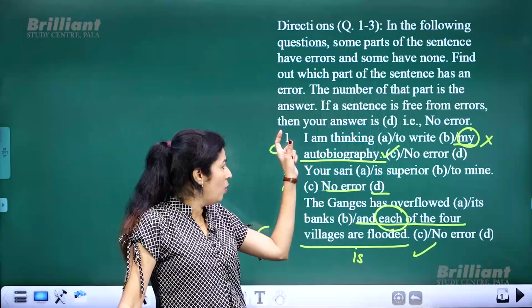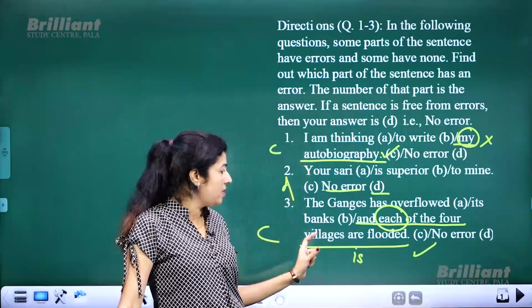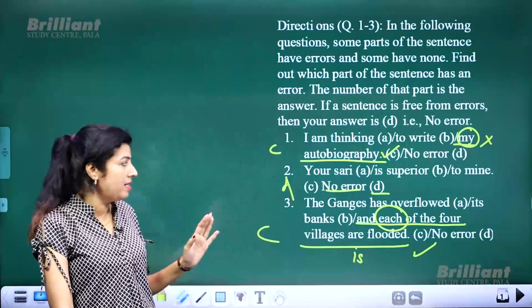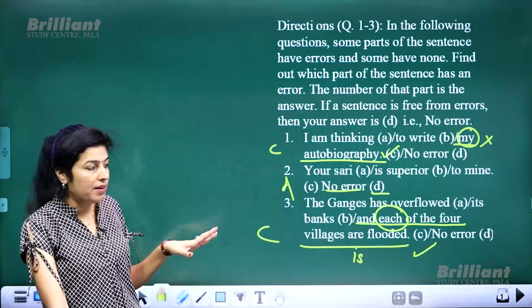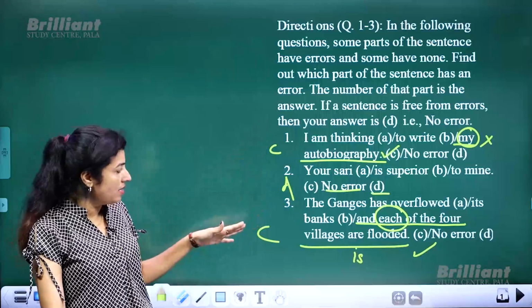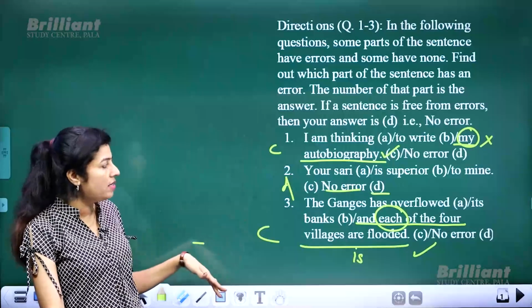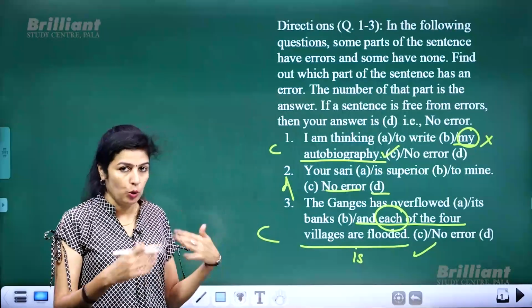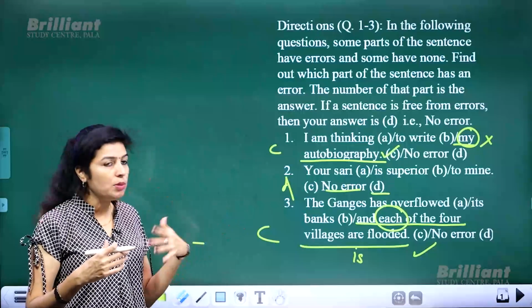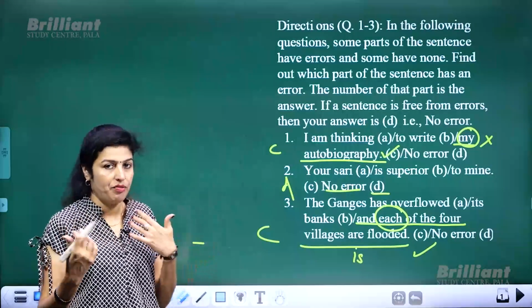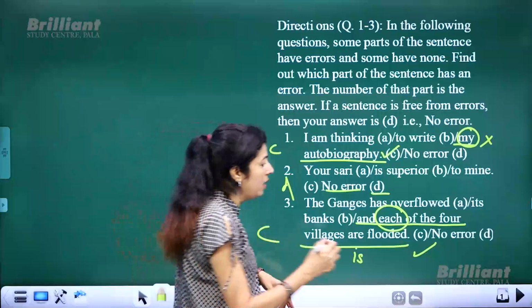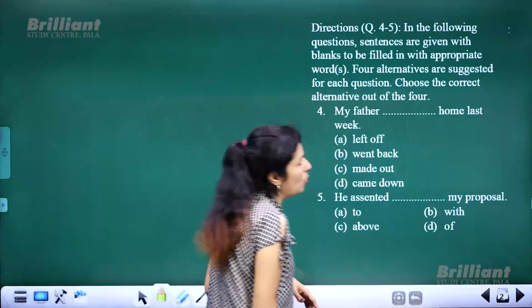So only the second sentence did not have any error, otherwise the first and third sentences had errors, and this is how you have to rectify the error, which we have also discussed. Okay, so the first set of questions is over.